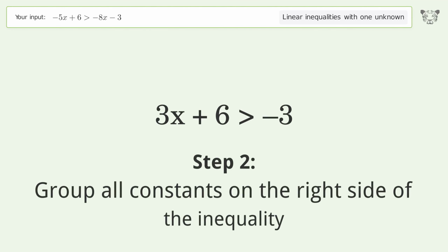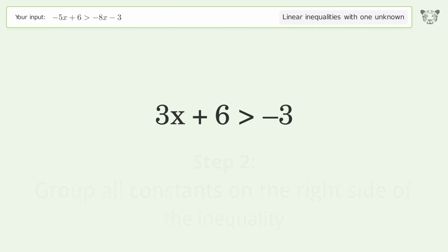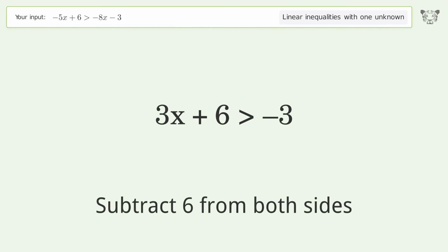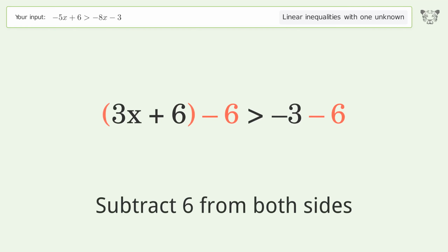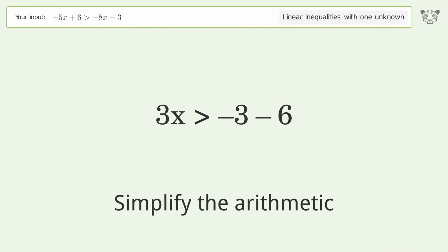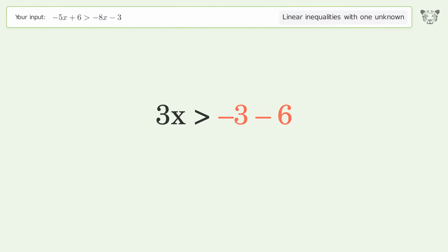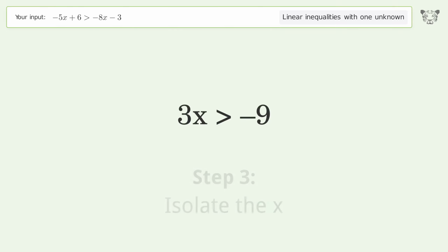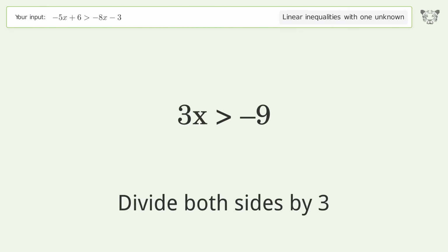Group all constants on the right side of the inequality. Subtract 6 from both sides. Simplify the arithmetic. Isolate the x. Divide both sides by 3.